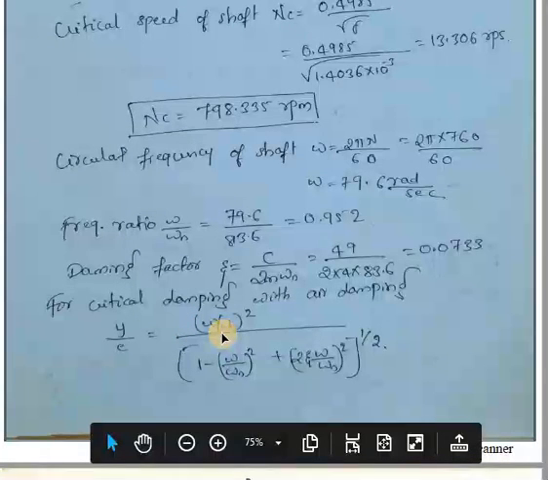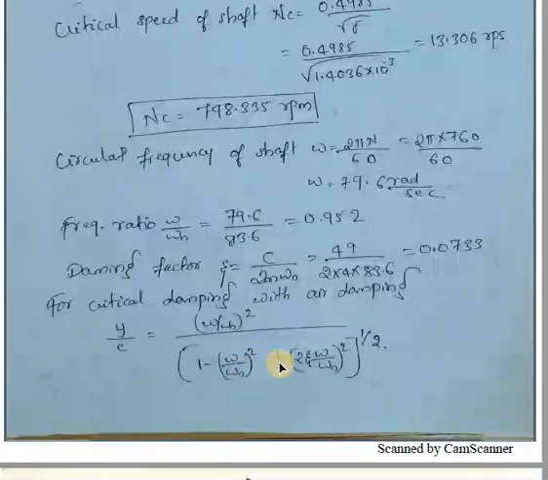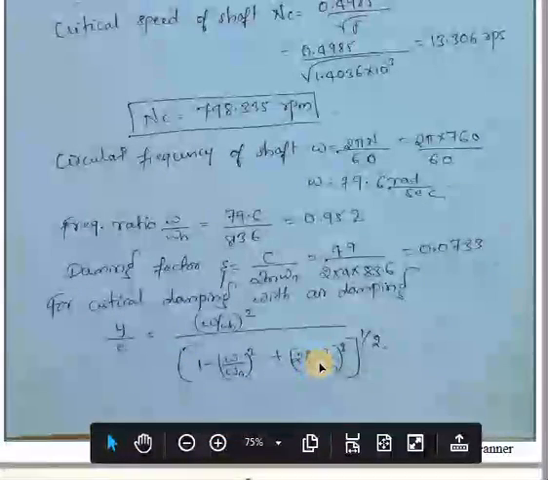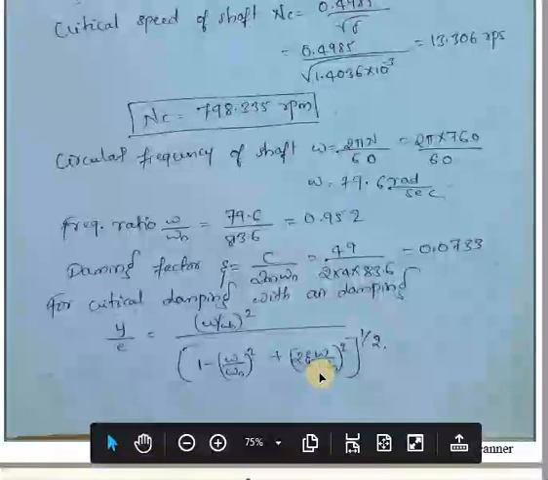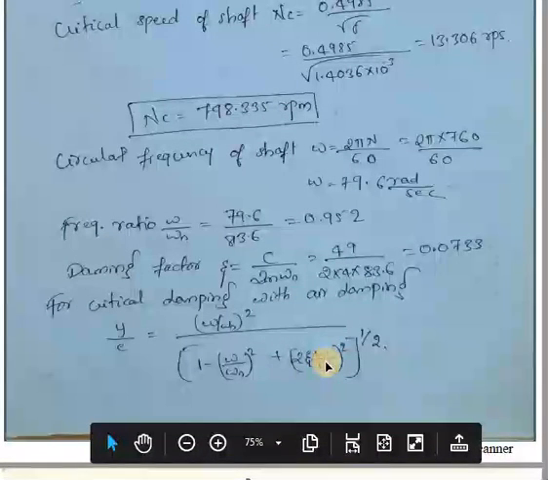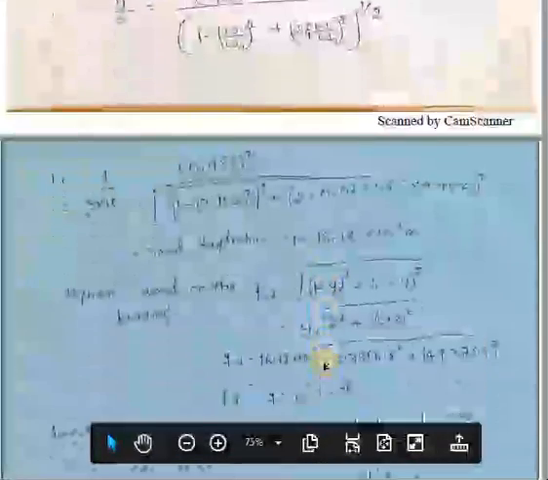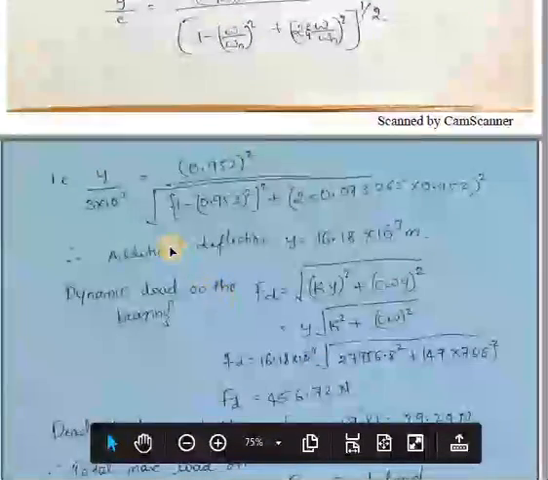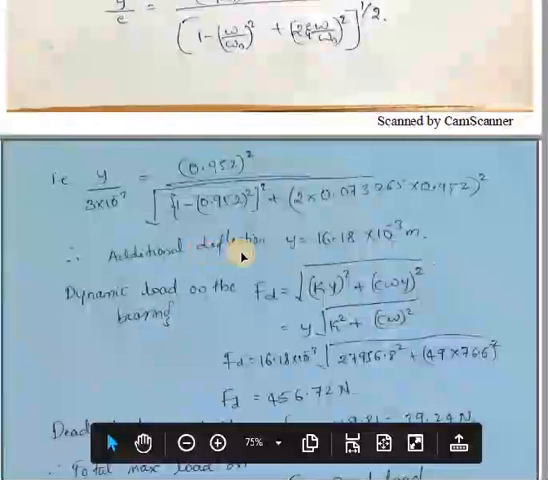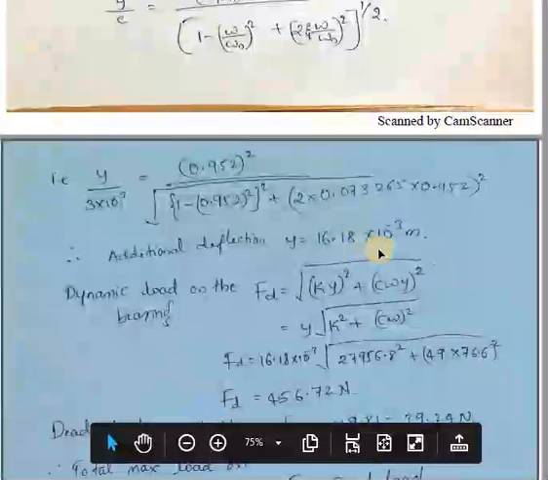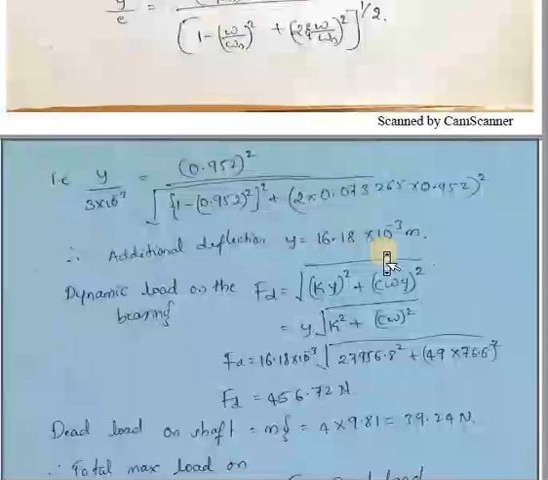Now for the case with damping, we have the equation y by E equal to r squared divided by under root of (1 minus r squared) whole squared plus (2 zeta r) whole squared, where r is omega by omega n. So now if you substitute all the values, the only unknown is y here. So the additional deflection will be 16.18 into 10 raised to minus 3 meter.